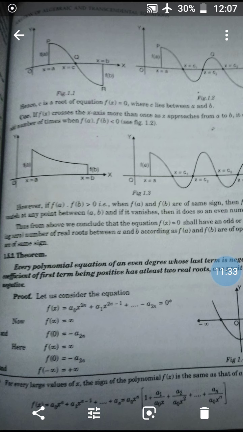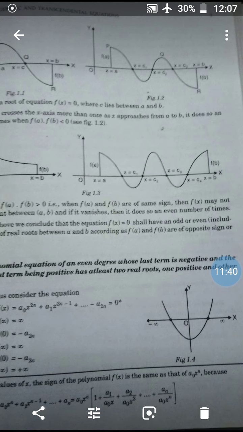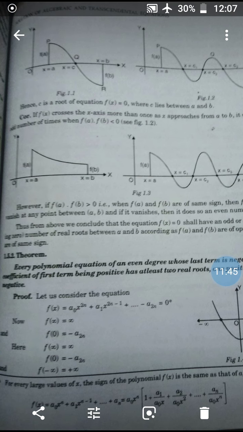And the coefficient of the first term is positive. We are given the first term coefficient is positive and the last term is negative. It has at least 2 real roots. We have to prove that this polynomial has 2 real roots, one positive and the other negative.